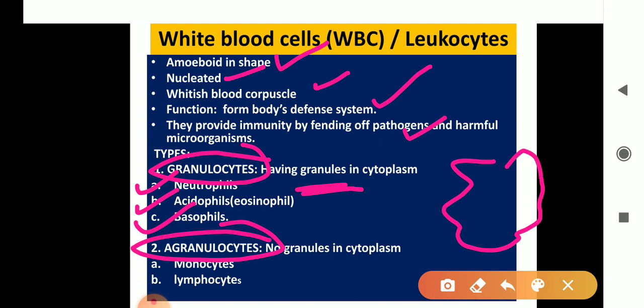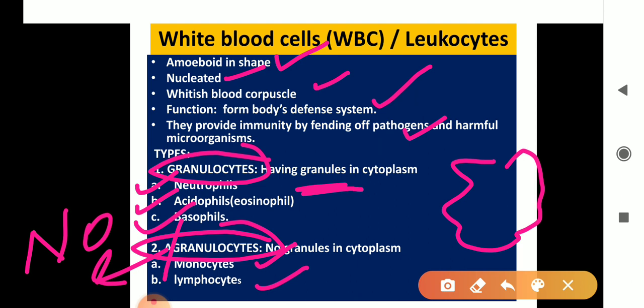The next is the agranulocyte. Agranulocyte: A means no. It means no granules in the cytoplasm. Then it is called agranulocyte. Again, it is of two types: monocyte and lymphocyte.